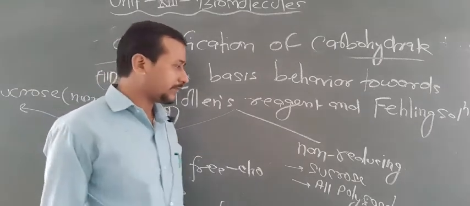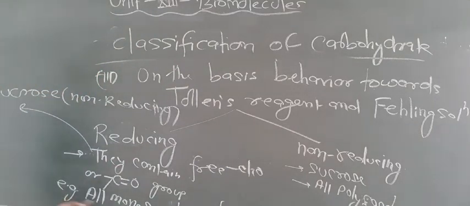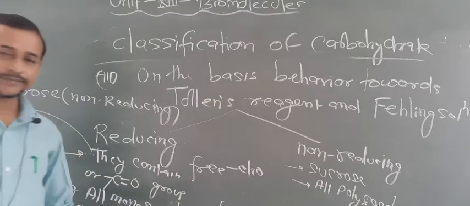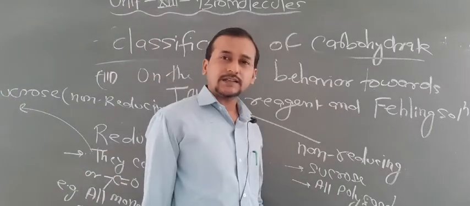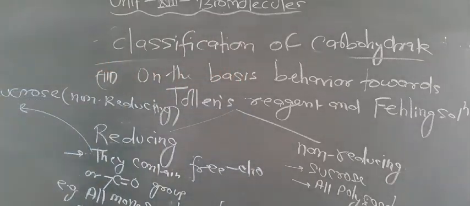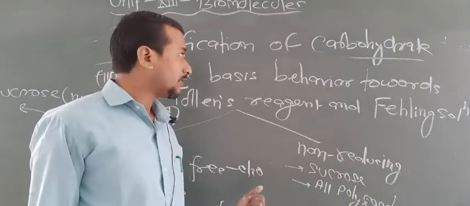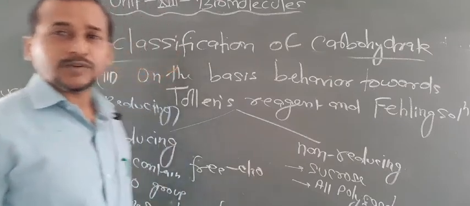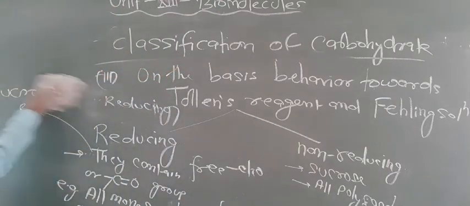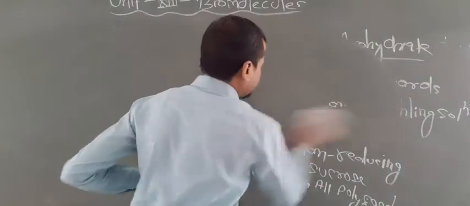Sometimes this question may be asked: out of the following, which are reducing sugars and which are non-reducing sugars. So look here, all the monosaccharides and disaccharides except sucrose are reducing; all the polysaccharides and sucrose are non-reducing sugars. On the basis of reducing and non-reducing, that means reducing Tollens reagent and Fehling solution, there may be two types. So these are the classifications of carbohydrates. Okay dear students, now let us focus on the monosaccharides.